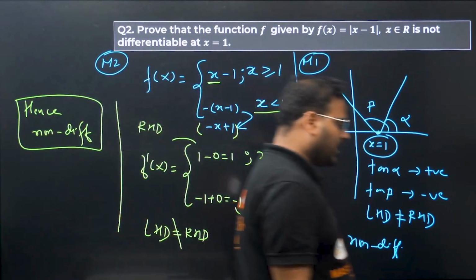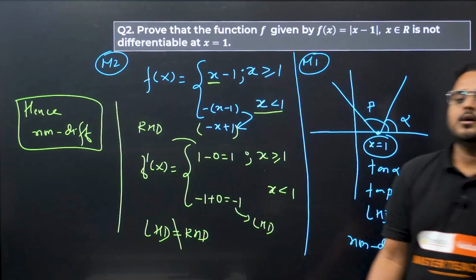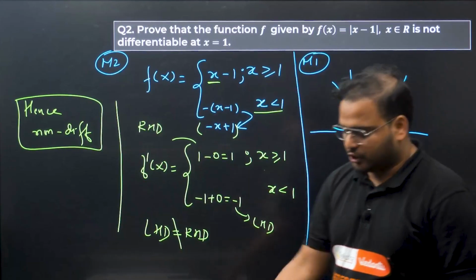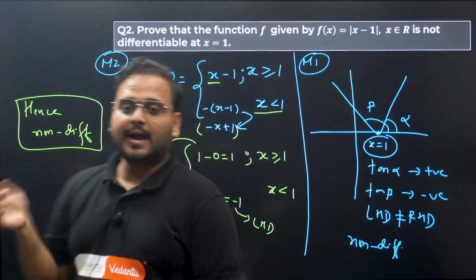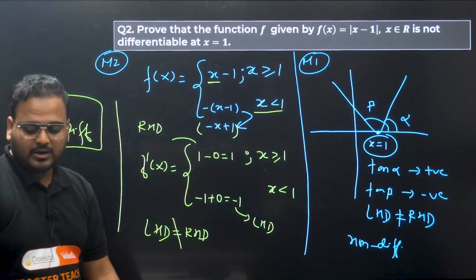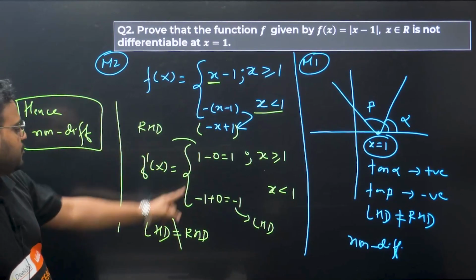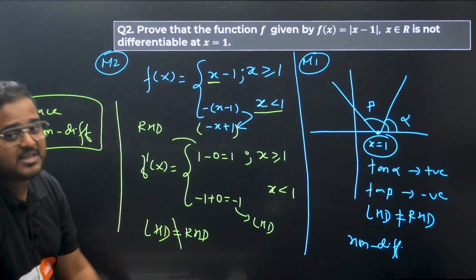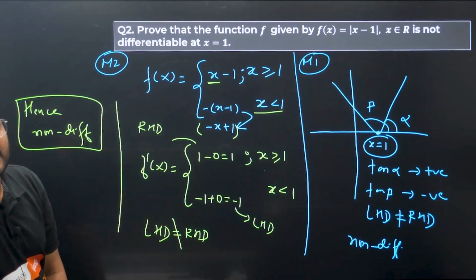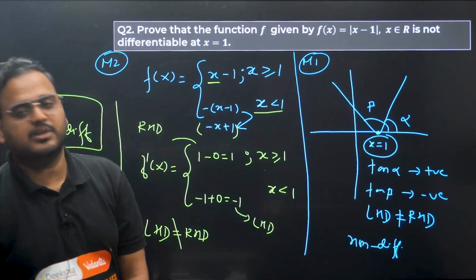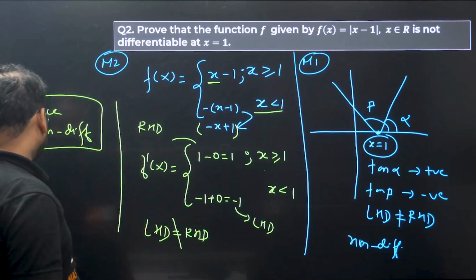Whether you want to choose a graphical method or a normal algebraic method, your choice. Define the function at the point given to you, x equals to 1, and differentiate to get the LHD and RHD. You can show they are not equal to each other because one value is coming as 1, other is coming as minus 1. Hence non-differentiable, sir. Okay, 2 is done.